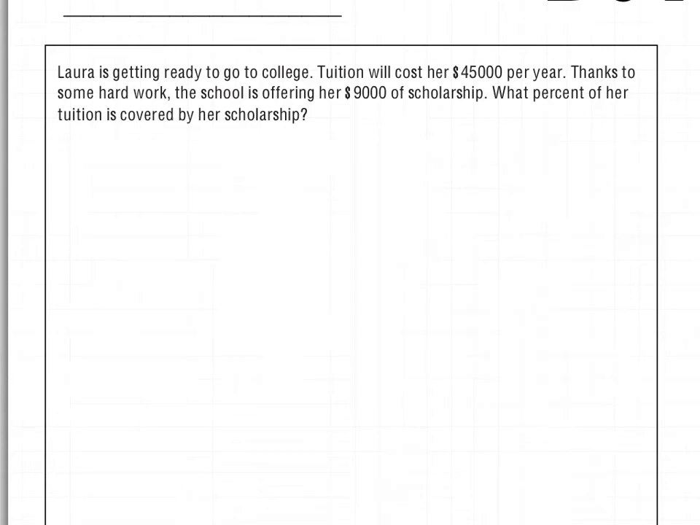All right, looking at our do now, we see that Laura is getting ready to go to college. $45,000 per year is how much it costs for her to go to college. Thanks to some hard work, the school is offering her $9,000 of scholarship. What percent of her tuition is covered by her scholarship? So, thinking about this, we have our quantity is equal to our percentage times our whole.